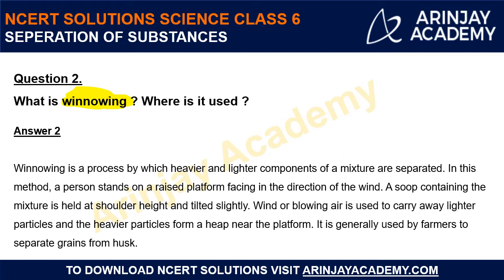That means जो components हैं mixture के उनमें से कोई एक component relatively heavy होना चाहिए and the other one should be lighter compared to the first one. So in that case, winnowing seems to be a useful method for separation. Why? Let's understand the process. In this method, a person stands on a raised platform facing in the direction of the wind. यहाँ पर एक person he would be standing on some raised platform and he or she would be facing towards the direction of the wind.